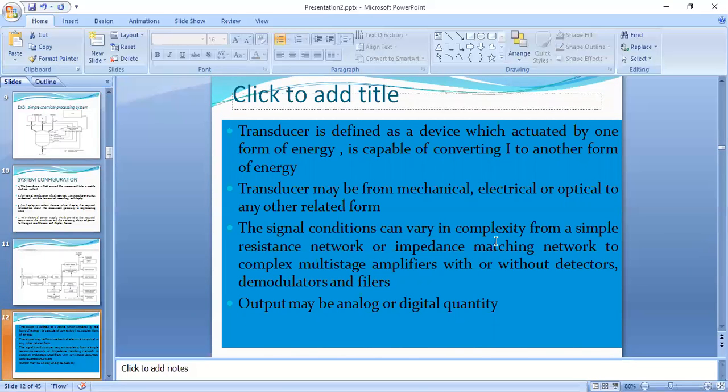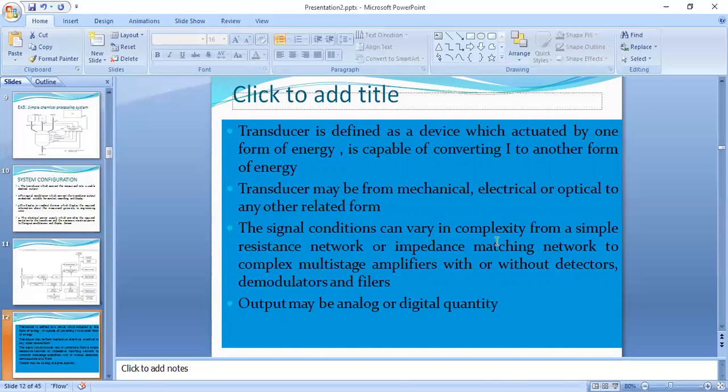The transducer is defined as a device which is actuated by one form of energy that is capable of converting to another form of energy. For example, let us consider mechanical energy converted to electrical energy. Here mechanical energy is one form of the energy. That is the input of the transducer. Electrical is another form of the energy, the output of the transducer.